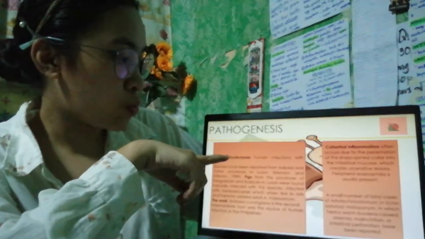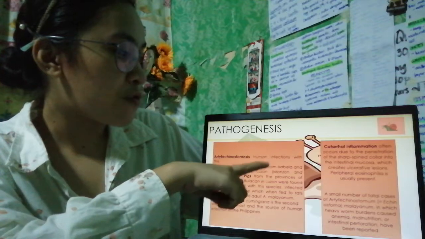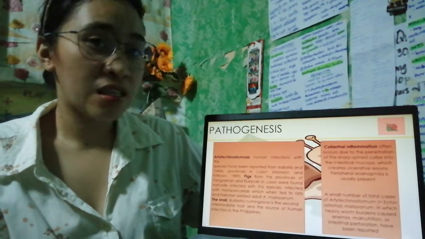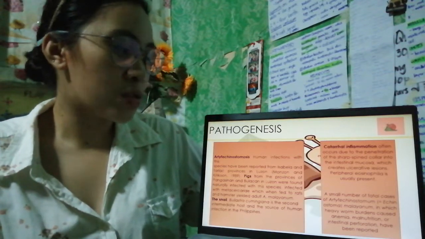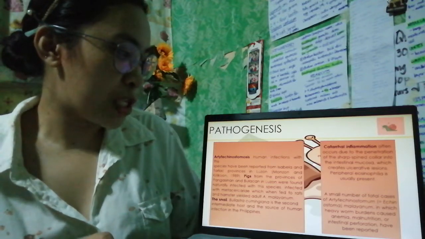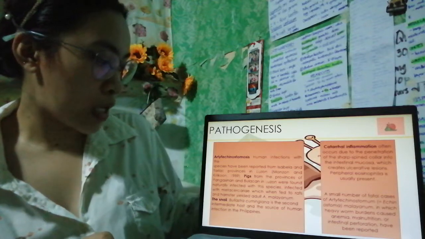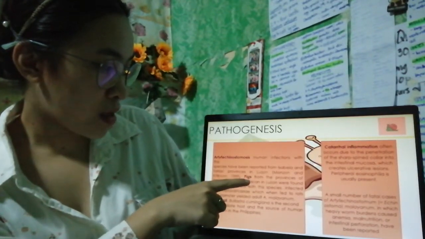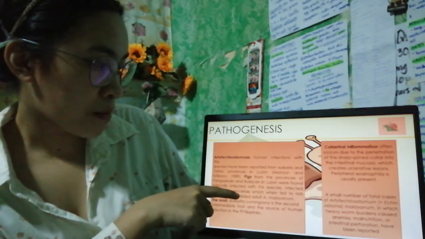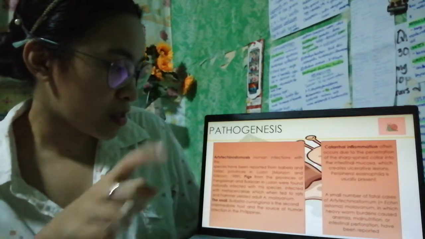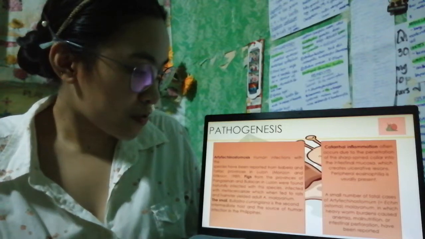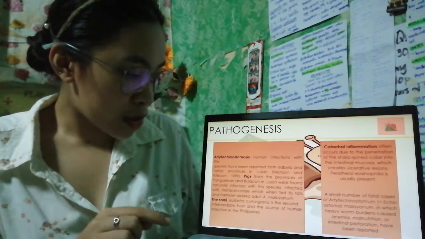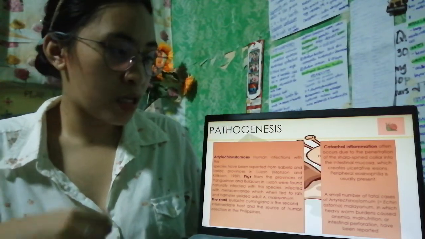As for Artyfechinostomosis, human infections with this species have been reported from Isabela and Tarlac provinces in Luzon, according to Monzon and Kitikon in 1989. Pigs from the provinces of Pangasinan and Bulacan in Luzon were found naturally infected with metacercariae, which when fed to rats and hamsters yielded adult Artyfechinostomum malayanum. The snail Bulastra cumingiana is the second intermediate host and the source of human infection in the Philippines. So, snails mostly.